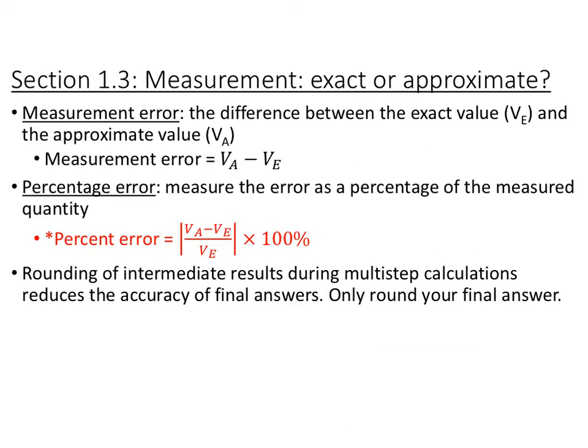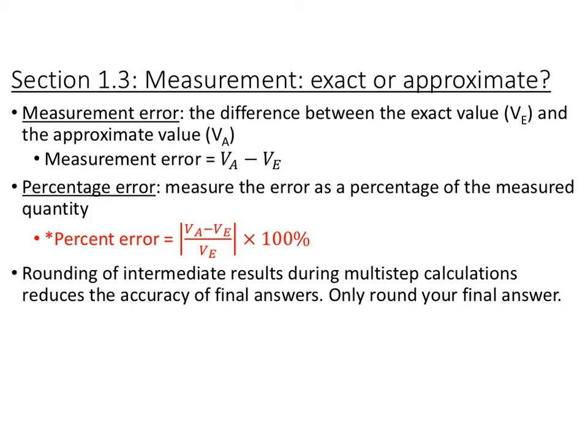So one way that we measure the accuracy of our measurement is by our measurement error. The measurement error is the difference between your exact value, which we represent with V sub E, and your approximate value, which is your V sub A. So your measurement error is the difference between the two of them, or subtraction: V sub A, your approximate, minus V sub E. This just tells you how far off you are, but it doesn't give you a real scale or a magnitude of how far off you are.